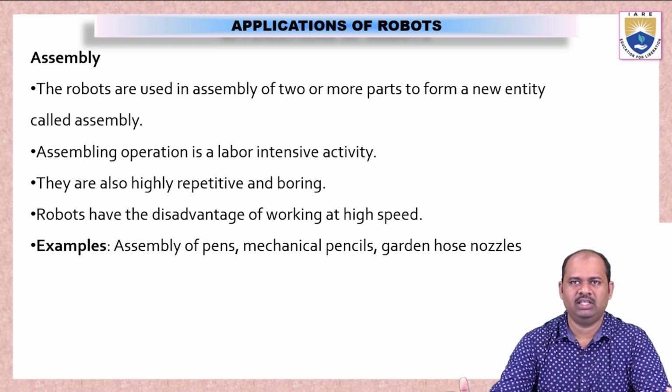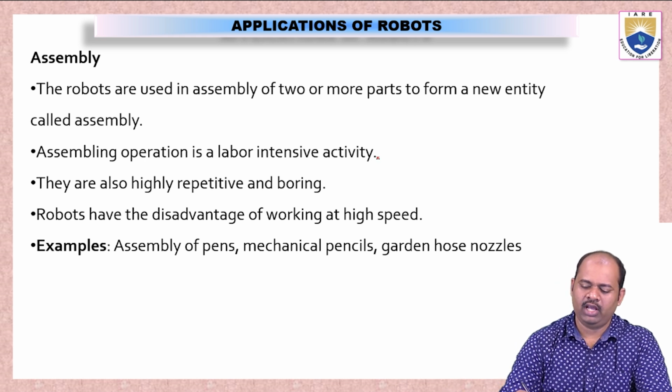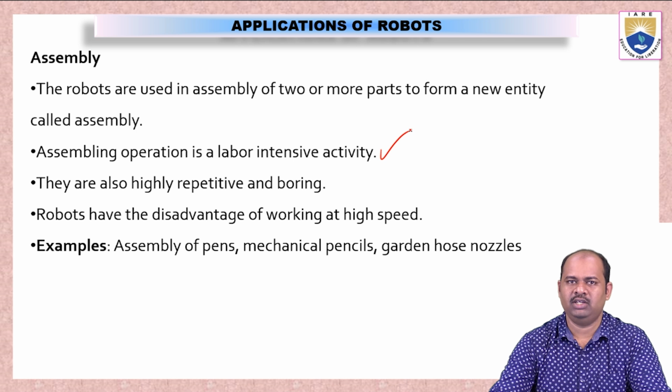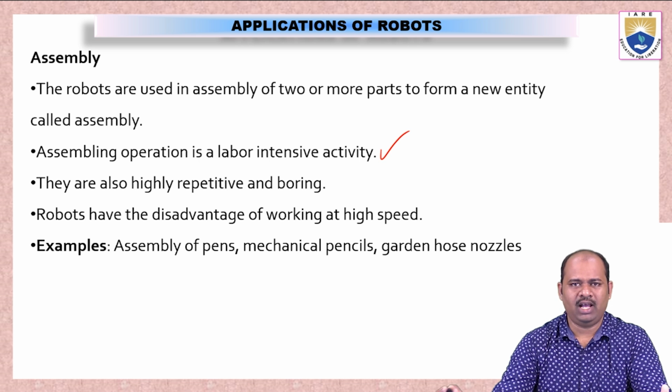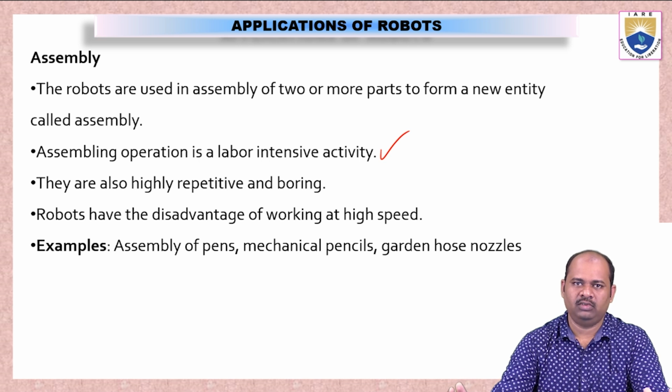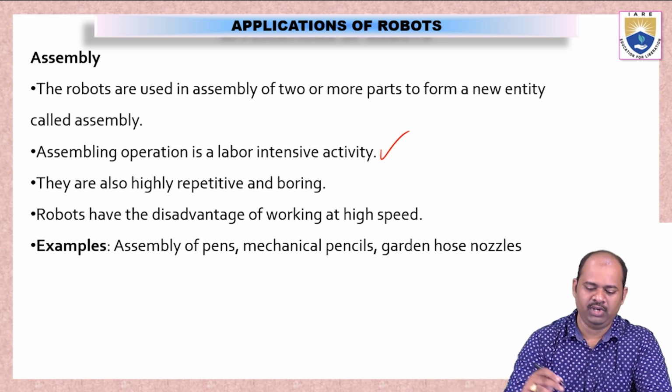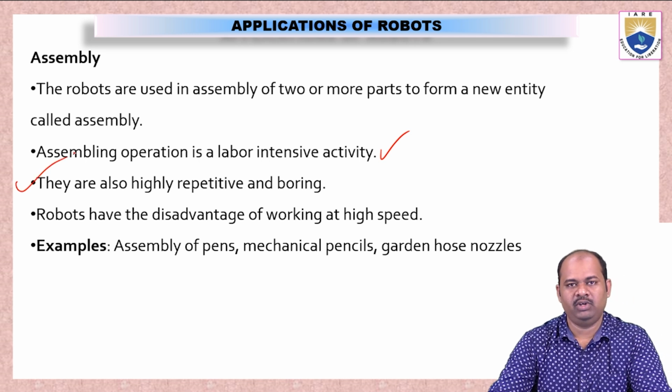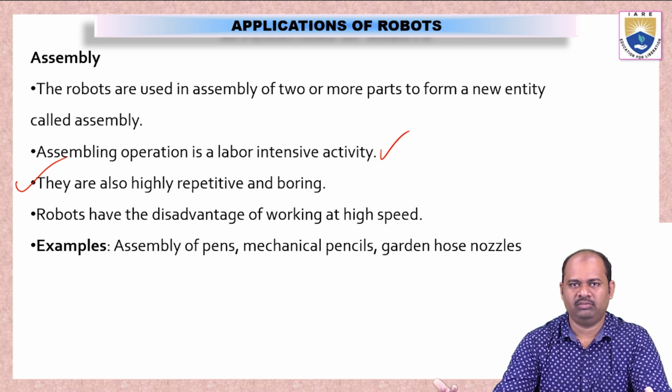Assembling operation is a labor intensive activity. If we have a human being who is working for 8 hours a day, and if he knows how to assemble things, he will charge more when compared to a person who does the machining process. So a lot of labor is required for doing even a small assembly. That is why the assembly process is now being done by robots, because robots can work all day without taking any break. Also, most of the assembling processes are highly repetitive and boring.